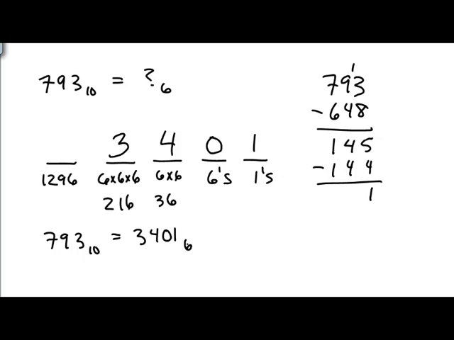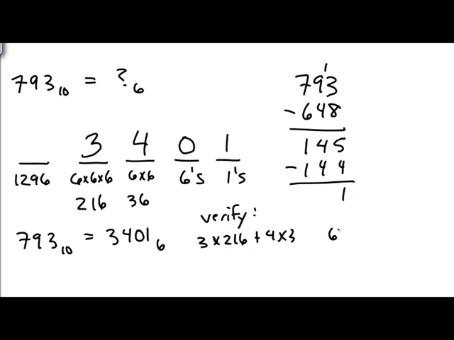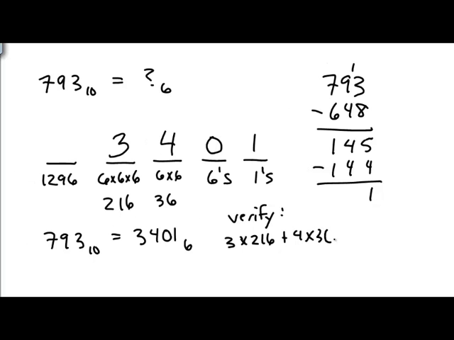And if you want to verify that, all you have to do is say 3 times 216 plus 4 times 36 plus 1 had better come out to be 793.